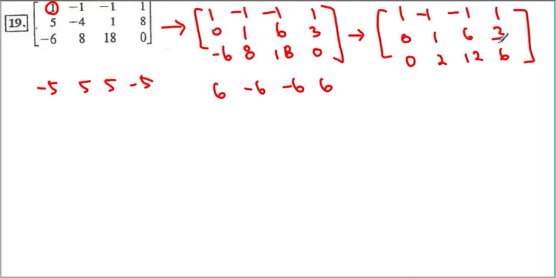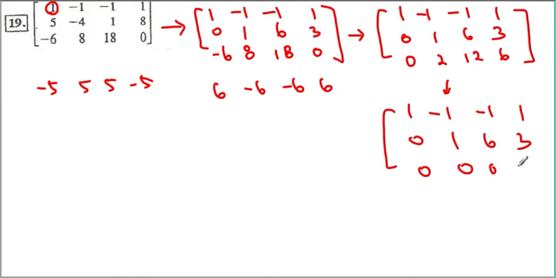But if I multiply this one by 2, I'll be getting 2, 12, and 6, which is exactly the same as the last row. So when I subtract it, with 1, -1, -1 and 1, 0, 1, 6, 3, this becomes 0, 0, 0, 0. And that's basically what we end up getting.